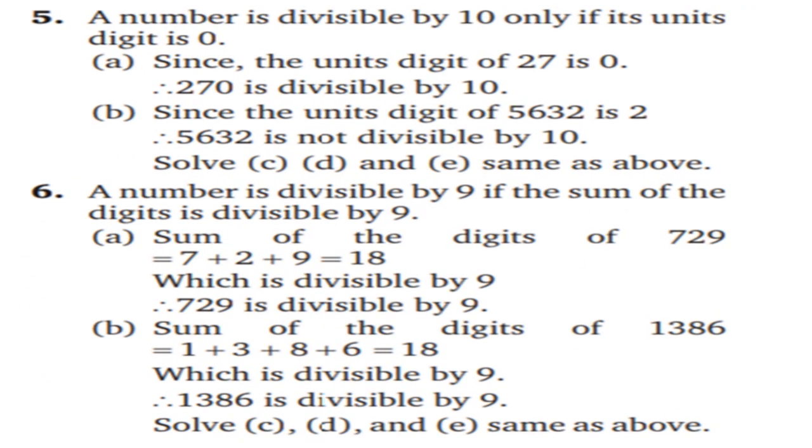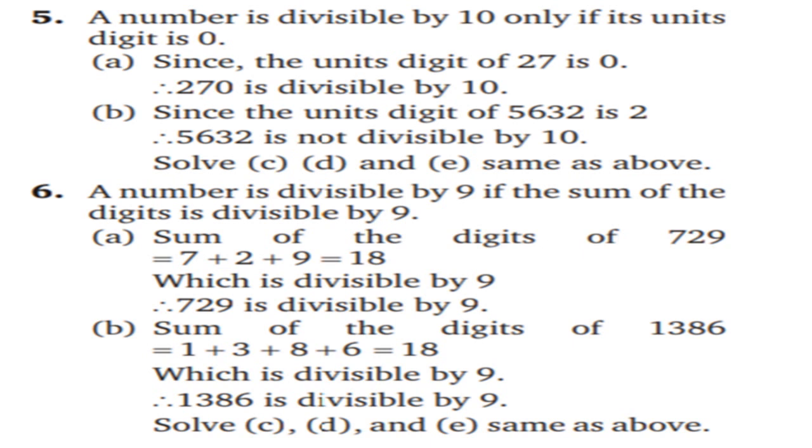Now question number 5, see in your book which of the following numbers are divisible by 10. A number is divisible by 10 only if its unit digit is 0. So A part is 270. It's a very simple question. The unit digit of 270 is 0. Here, a mistake was made and 27 has been written, so you will read it as 270. Okay, therefore 270 is divisible by 10.